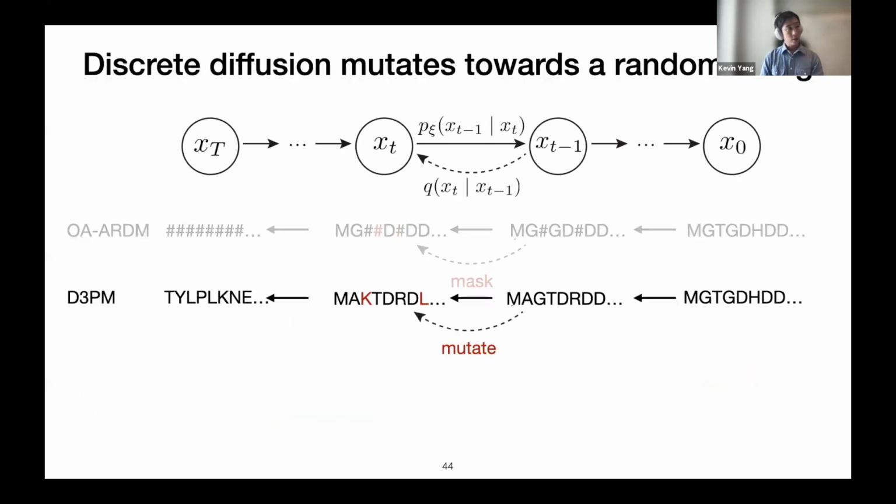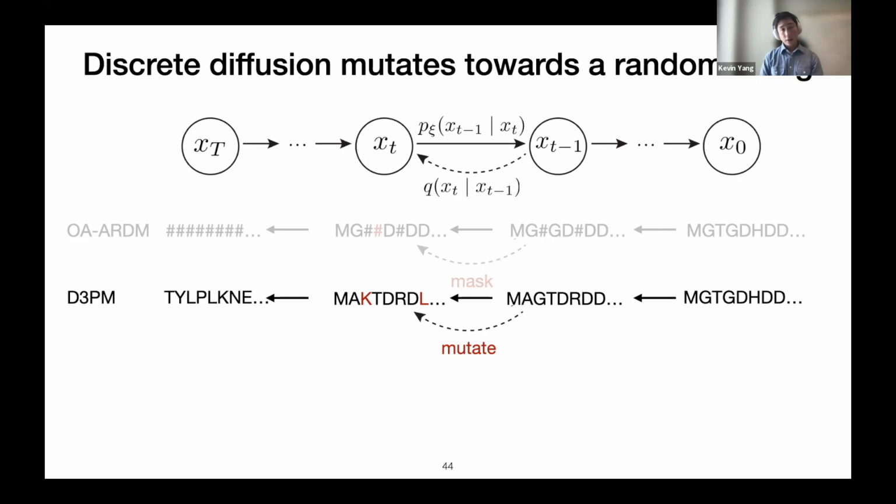The other way we consider is a framework called discrete diffusion probabilistic models, or D3PM. The idea here is that at every step, instead of corrupting everything to a state where everything is masked, you corrupt to a state where every position is generated uniformly. The way you do that is at every step, you have some probability of mutating every position to something else. Here you can see the step I've highlighted, two of the positions have been mutated. You just keep doing that until you arrive at this random state.